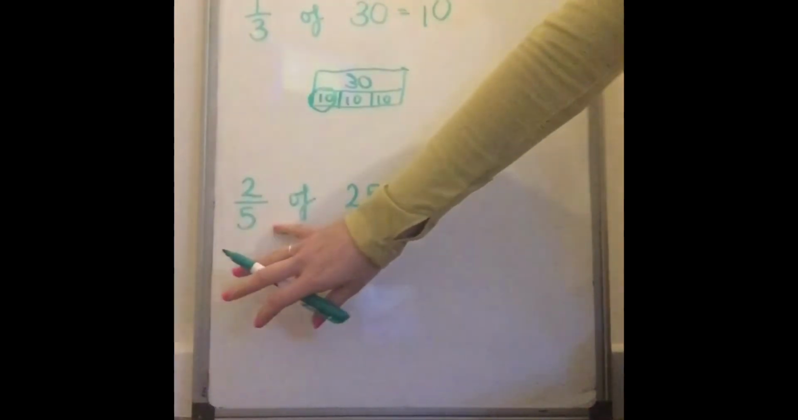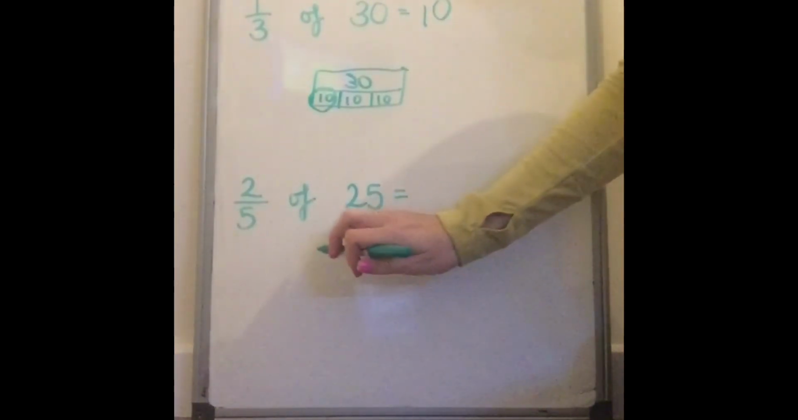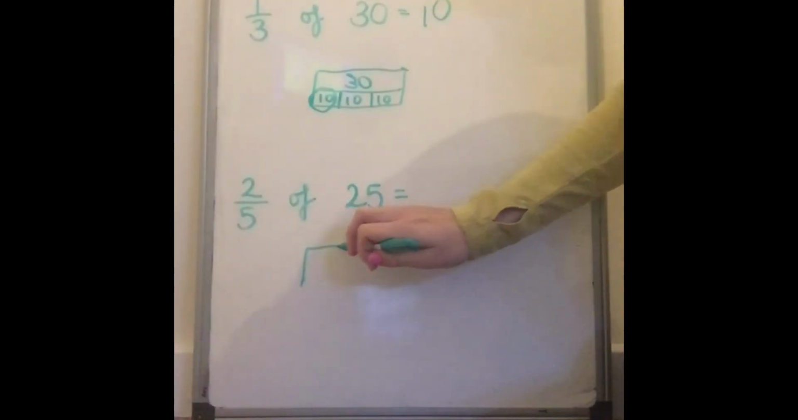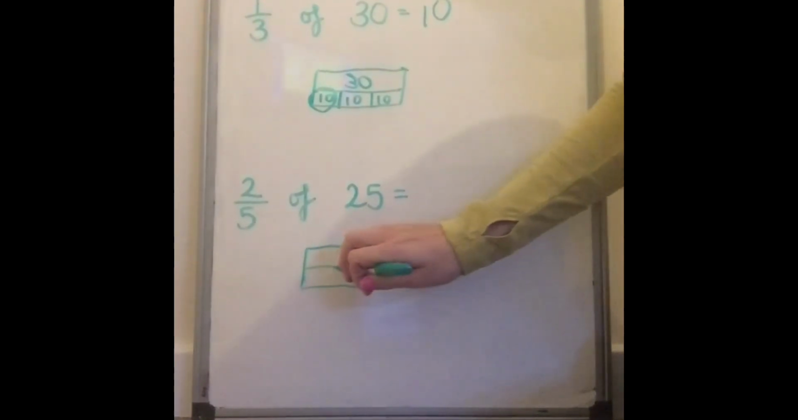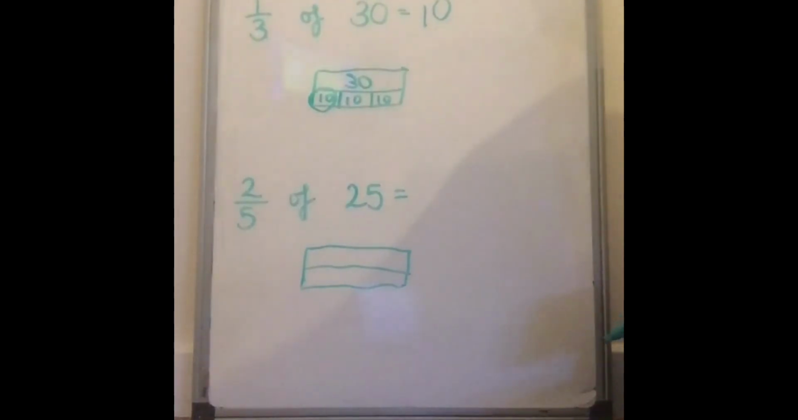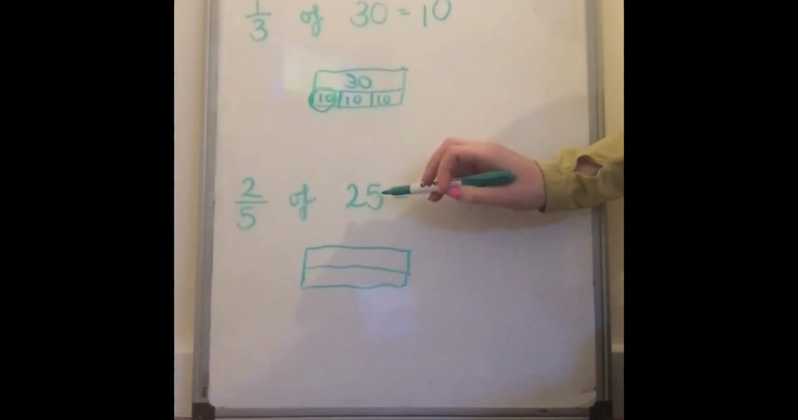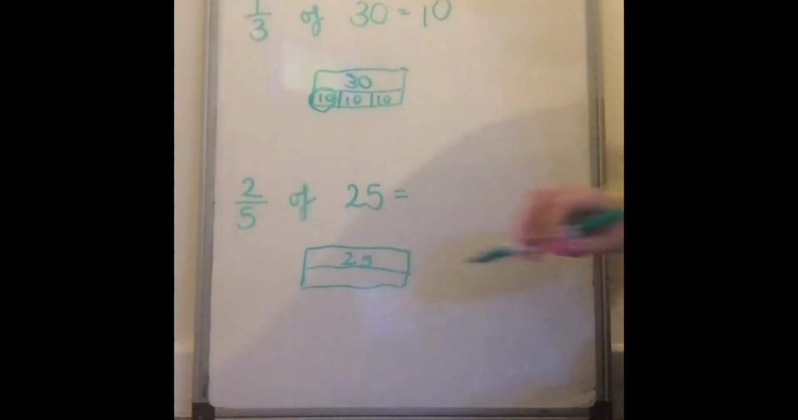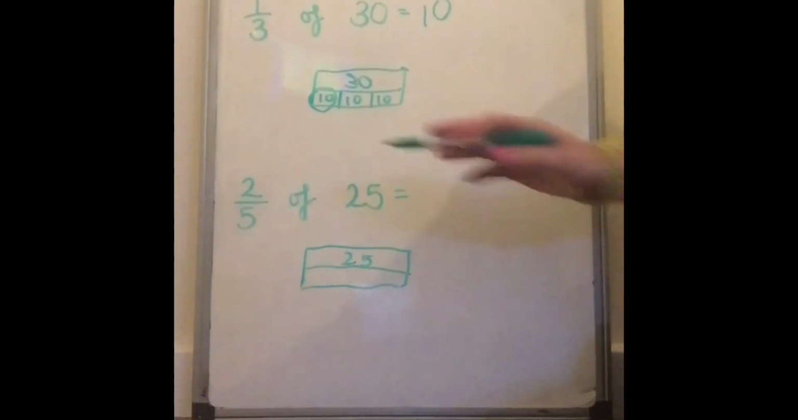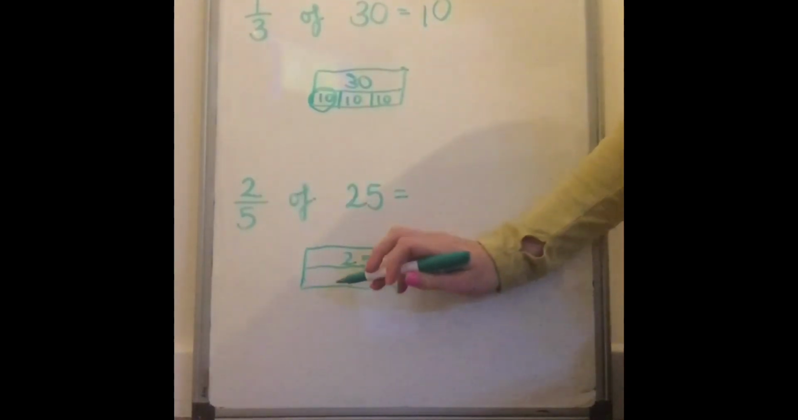Now we're going to look at 2/5 of 25. So we start by drawing our bar model, which is our rectangle, which is in half. There we go. And our top number is going to be our whole, which is 25. Our bottom number is what we're dividing by. We are dividing by 5. 25 divided by 5 is 5.